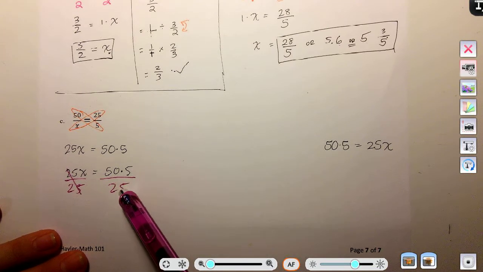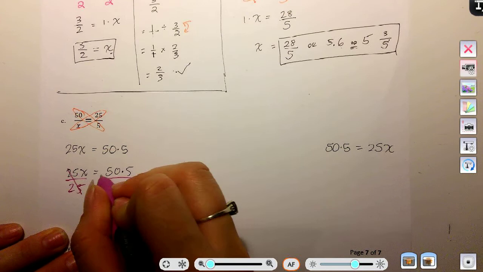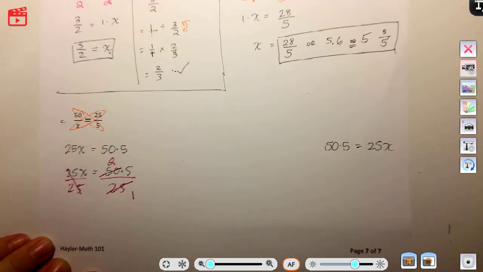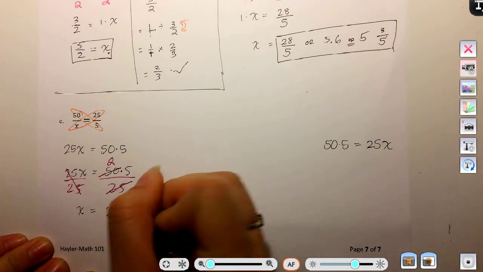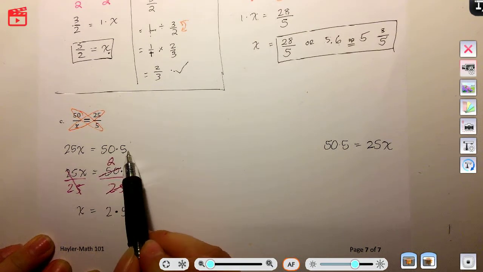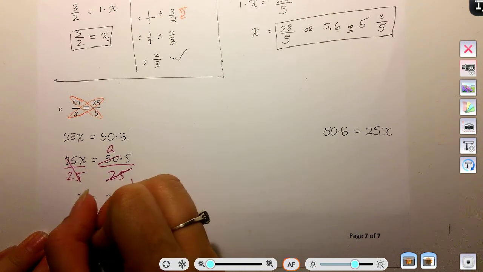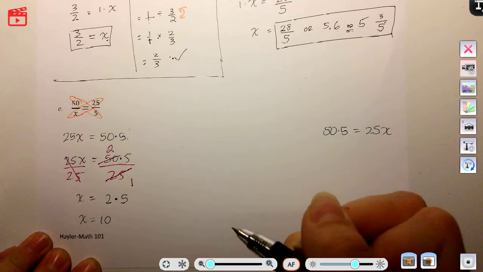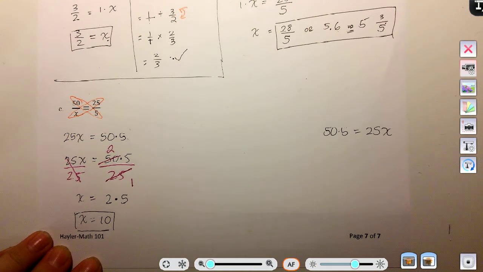Now I'm going to do a trick. I'm going to divide the 50 and the 25. I know that 25 can go into 50 twice. So 25 can go into itself once, and 25 can go into 50 twice. So that's going to be x equals 2 times 5. Okay, so I shortcutted. I didn't have to do the long multiplication out on the top. So if you can simplify like that, that's ideal. And then we do 2 times 5, so x equals 10. And that is our answer, and we are done. All right, that is it for chapter 3.